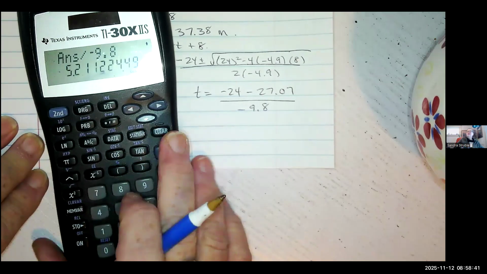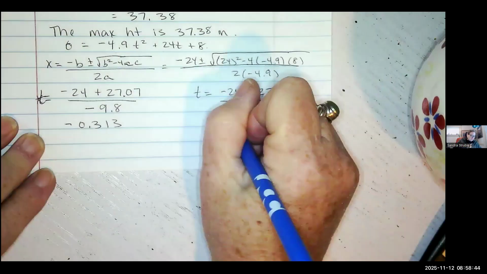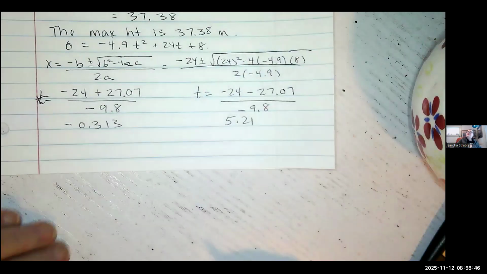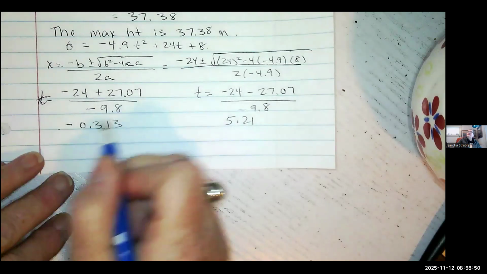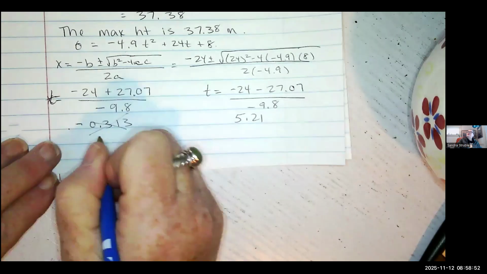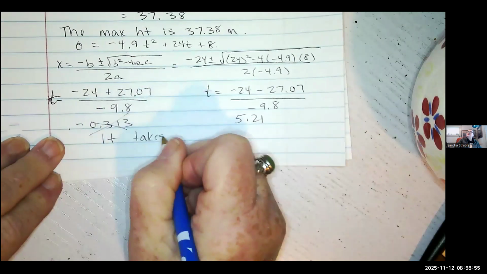So what is this representing? This is representing time. How long does it take to hit the ground? Time cannot be negative, so this is not our option. So it takes 5.21, and we're measuring this in seconds, to hit the ground.